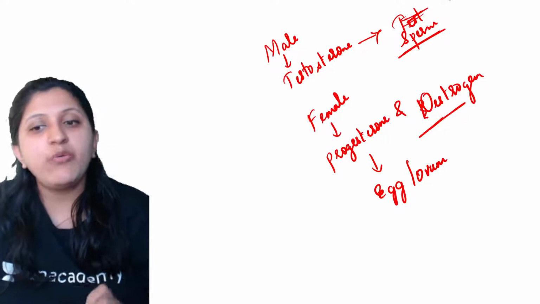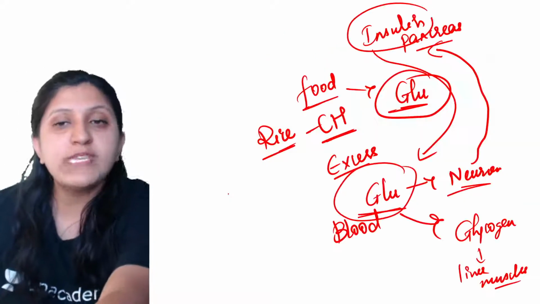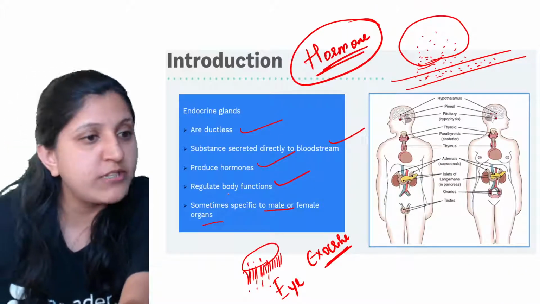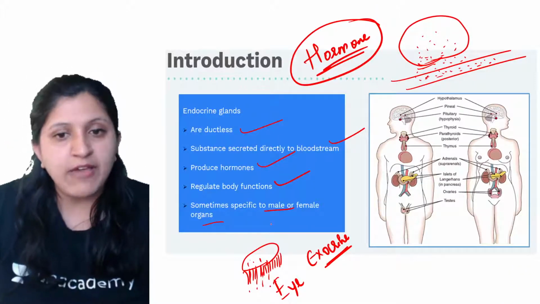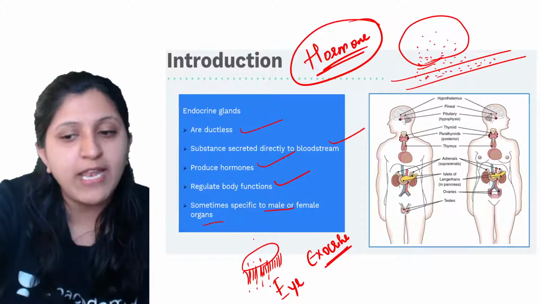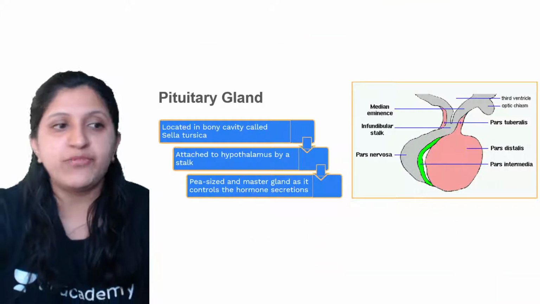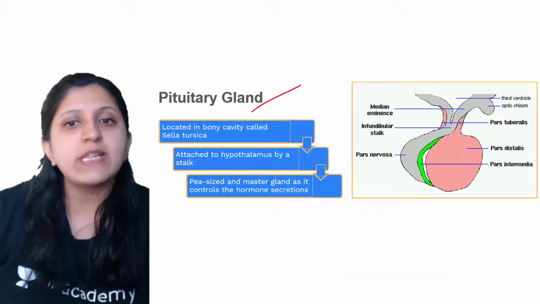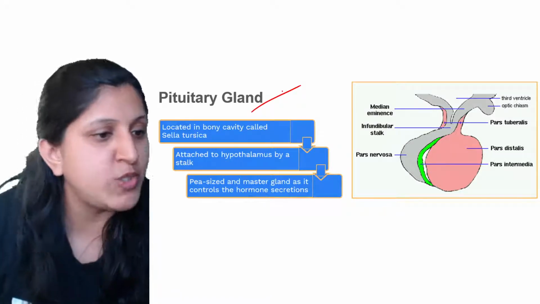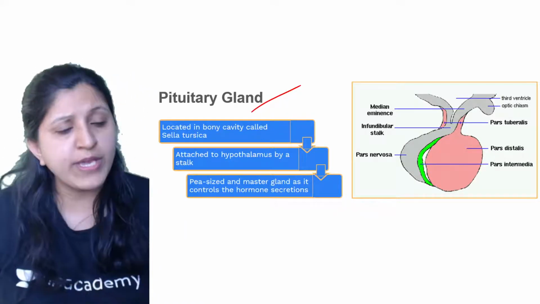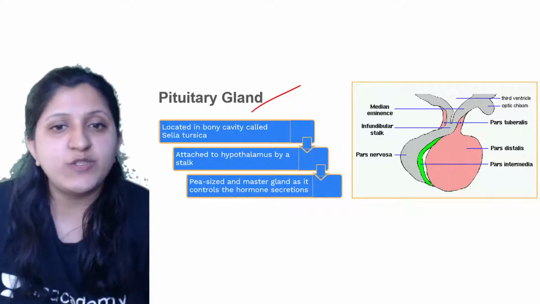So now, different hormones can be found with respect to the different categories that they have. Specific to male and female, we can find different hormones. So in today's class we will discuss the pituitary gland. What exactly is the pituitary gland?